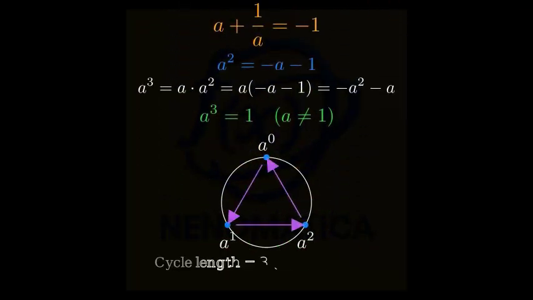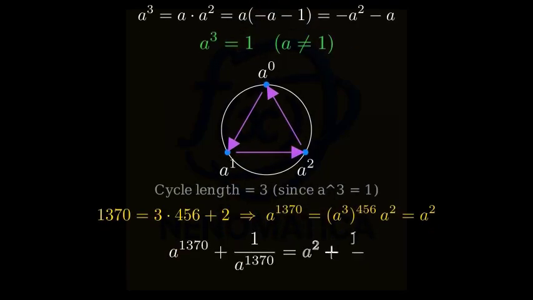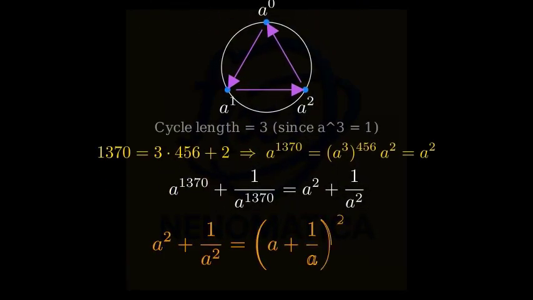Step 3. Because a cubed equals 1, the powers of a repeat every 3. Compute the remainder when 1370 is divided by 3. It is 2. Therefore, a to the power 1370 equals a squared. Step 4. The expression becomes a squared plus 1 over a squared.